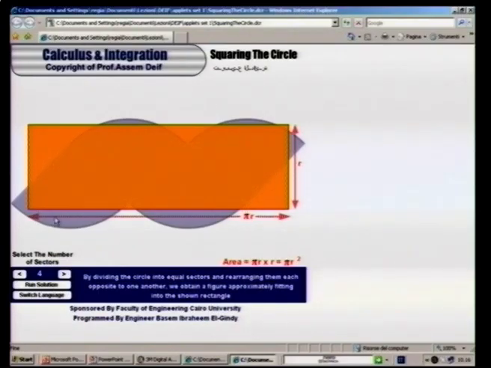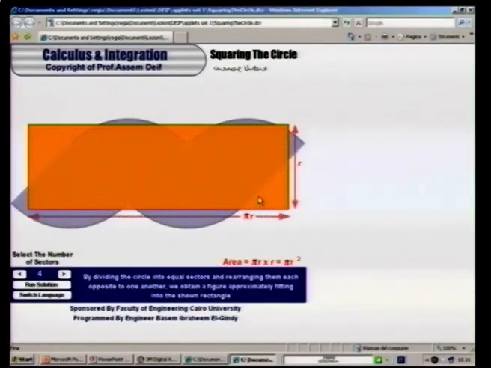Of course, here you have half the circumference, which is pi r. Of course, pi itself is another story. To calculate pi through the ages is another story. But if you have an approximate value of pi, the base becomes equal to pi r, whereas the height of the rectangle becomes equal to the radius, which is r, and the area of the rectangle is the product of the two, which is pi r squared.